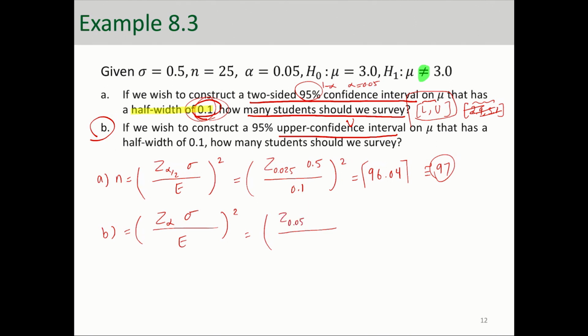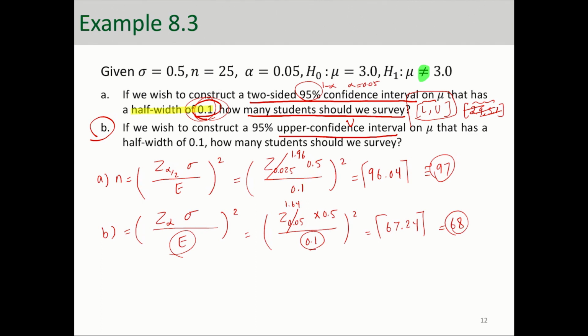And here, we're going to have z of 0.05 times 0.5 divided by 0.1 squared. And this value right here is 1.64. The value that we had here was 1.96. And we're going to have a smaller sample size requirement, 67.24. And again, we should round that up. So we 100% guarantee the half-width that we want, 0.1.